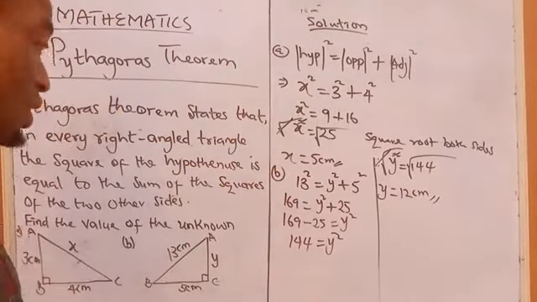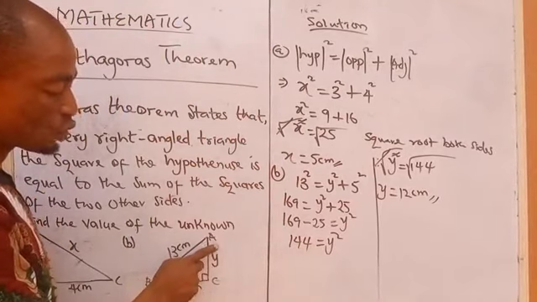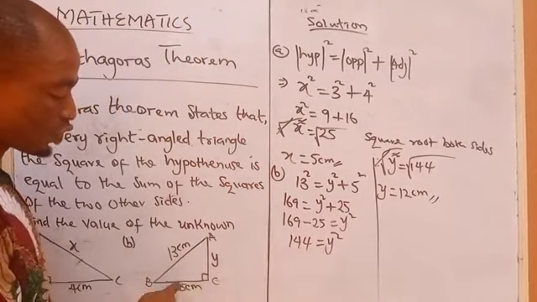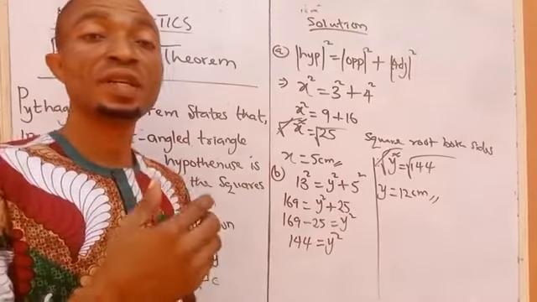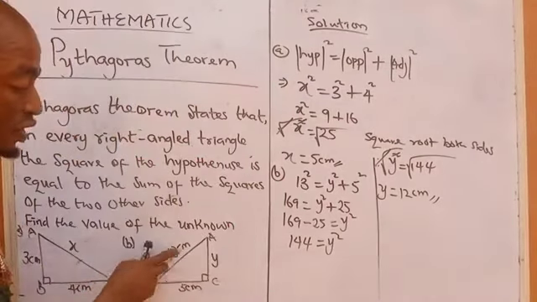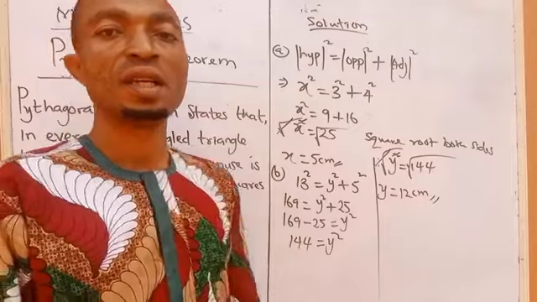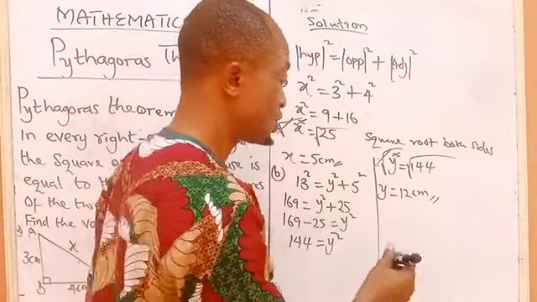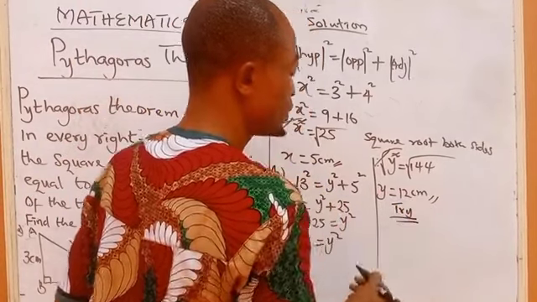So you can check. You will see that since here is 12 now, if I say 12 squared plus 5 squared, if you add the two together, you are going to get 169, which is the same thing as the square of this hypotenuse. So it is as simple as that. So you can try this question on your own.